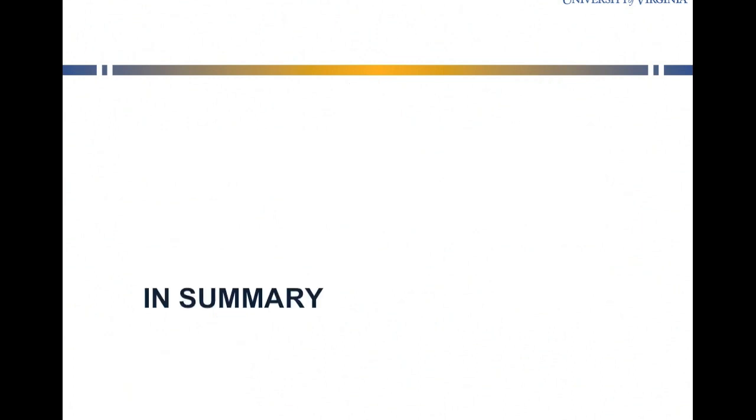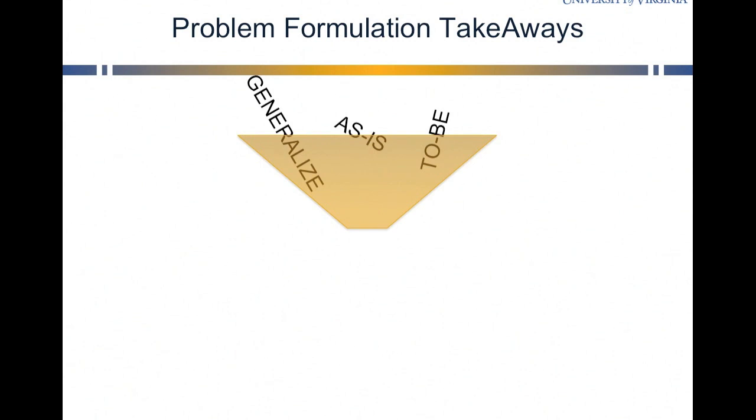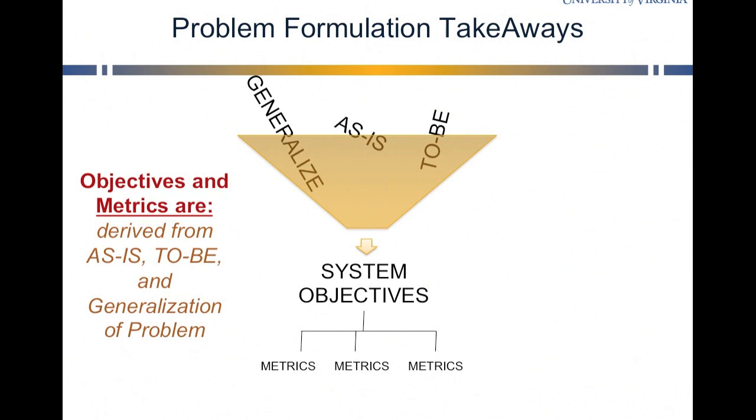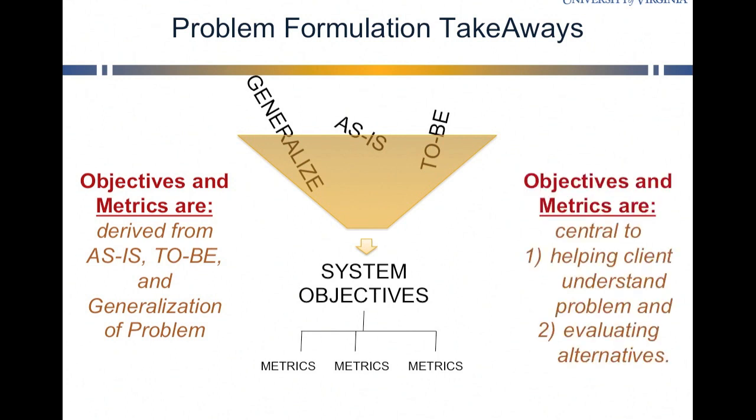So to wrap up, to summarize, we had talked about, in problem identification, this idea of generalizing the problem, the as-is or descriptive scenario, the to-be or normative scenario, and all of these things combine to lead to your figuring out what the system's objectives are and how you measure those with metrics. The objectives and metrics are derived from the as-is and what it takes to move from that to the to-be. And you have to make sure you're working on the right problem, and generalizing the problem will help make sure that the problem you're dealing with is indeed a root problem.